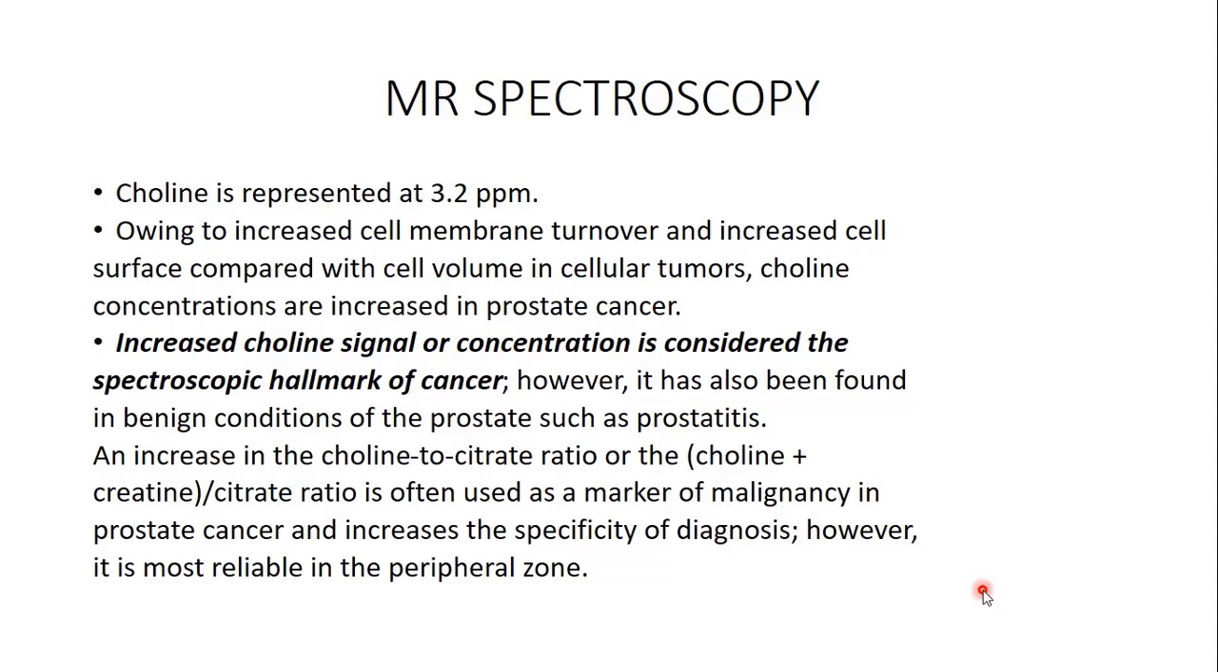However, it has also been found in benign conditions of the prostate such as prostatitis. An increase in choline to citrate ratio, or choline plus creatine divided by citrate, is often used as a marker of malignancy in prostate cancer and increases the specificity in the diagnosis. However, it is most reliable only in the peripheral zone.